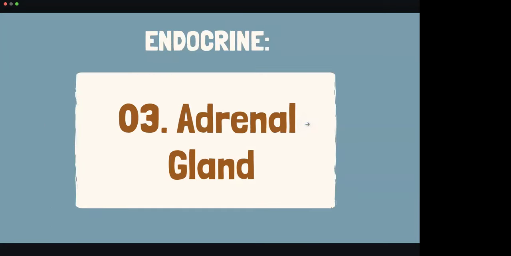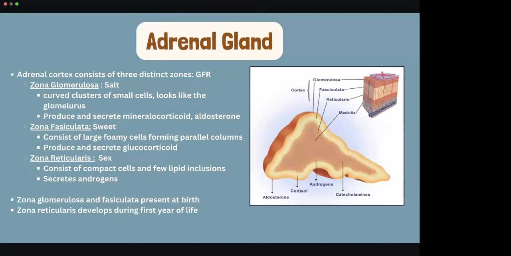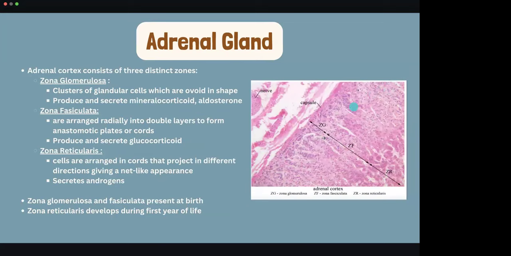Now, moving on to the adrenal gland. The adrenal gland, a little anatomy recap, has two portions, the cortex and the medulla. The cortex has three distinct zones: the zona glomerulosa, the zona fasciculata, and the zona reticularis. How I remember it is GFR. Remember in renal, when you took GFR, it's a little mnemonic for you to remember this. The zona glomerulosa is described by Dr. Yaqeen as a curved cluster of small cells that look like the glomerulus. And they actually do look like the glomerulus.